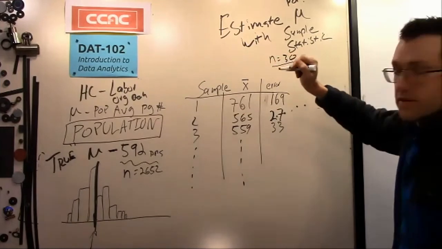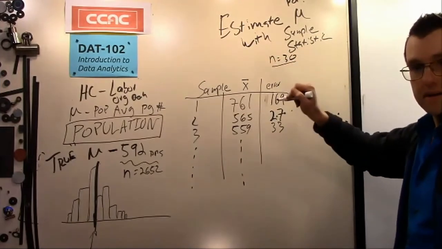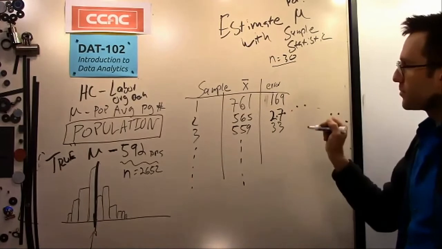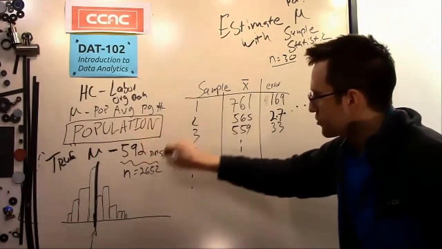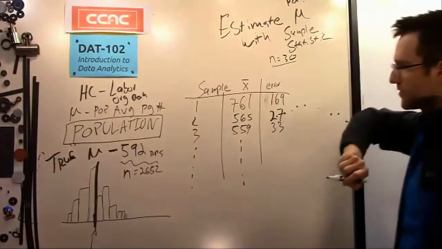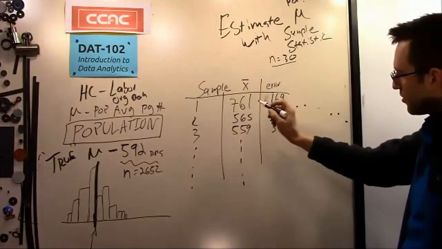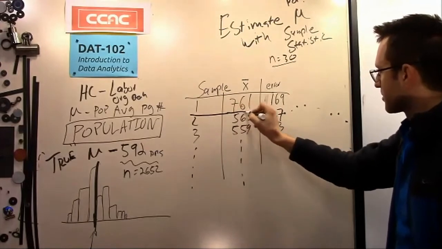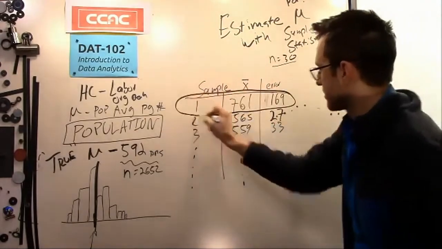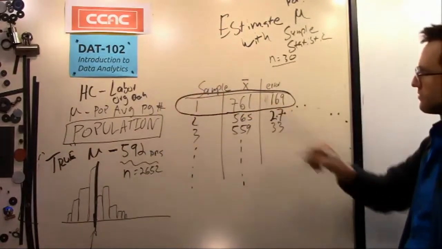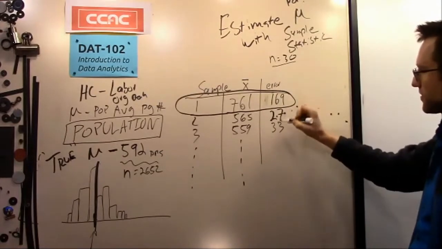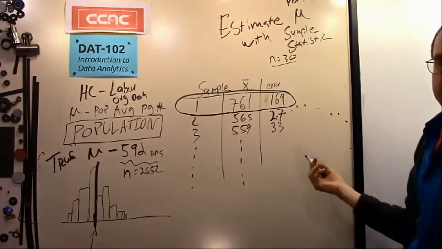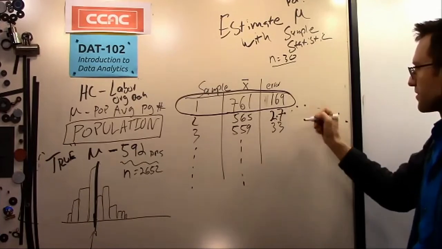But we want to use statistics and mathematics to make a reasonable estimate of our true population value of 592 pages with only my one sample. Now, I was quite glad that this was significantly further off than my other random samples. That's how randomness works. Some are going to be further than others.